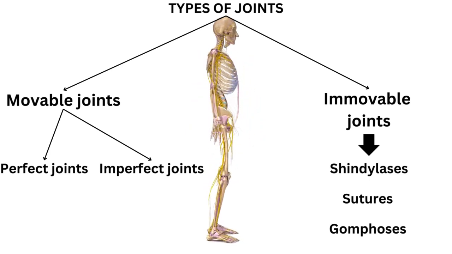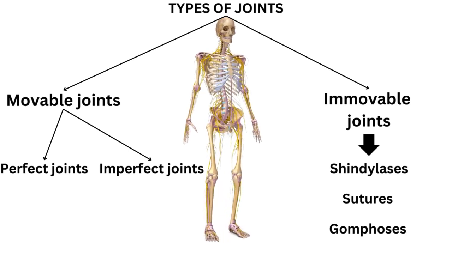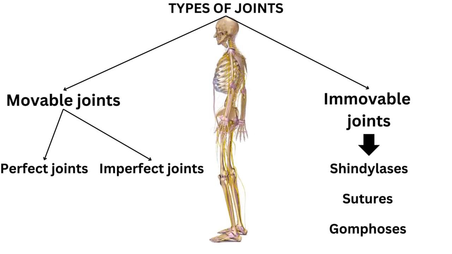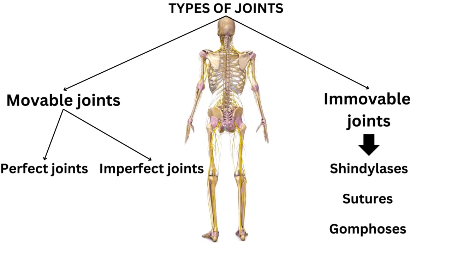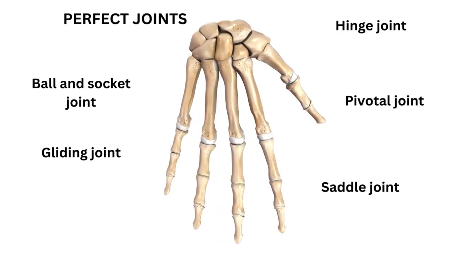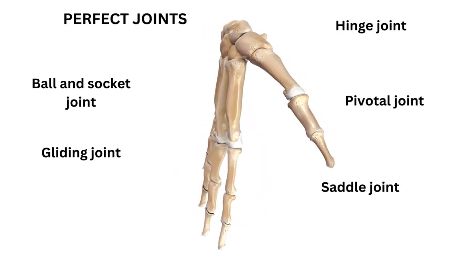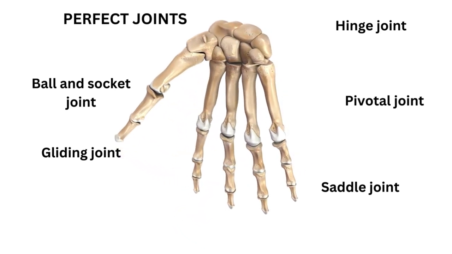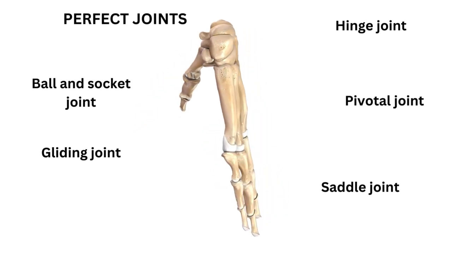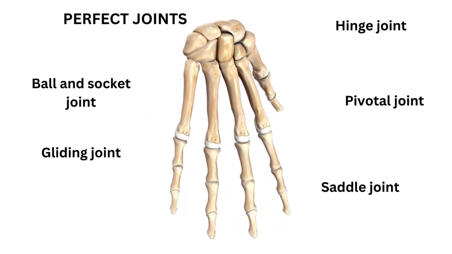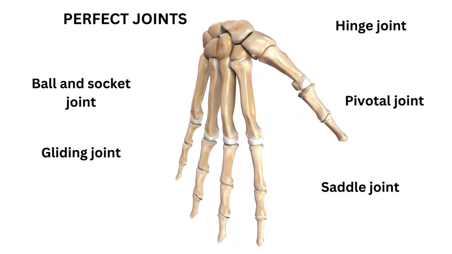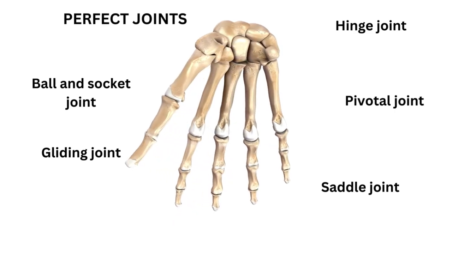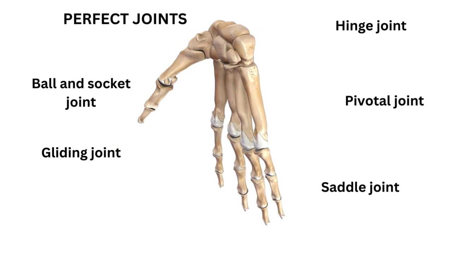So now let's concentrate on the movable joints. These are divided into perfect joints and imperfect joints, and perfect and imperfect are mainly differentiated based on the synovial membrane and capsule, because imperfect joints lack the synovial capsule. That is why they are not perfectly moved in a particular angle. Okay, now let's talk about the perfect joints. The ball and socket joint is the best example of a perfect joint. In the same way, you have the hinge joint, pivotal joint, saddle joint, and the gliding joint. These all come under the perfect joints, because they can be moved in all directions because of the synovial fluid present in them.